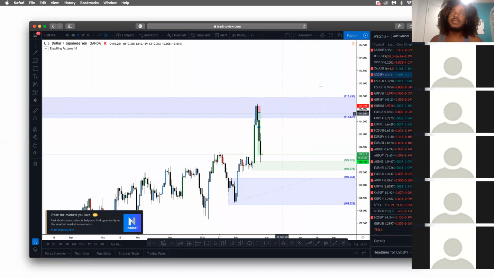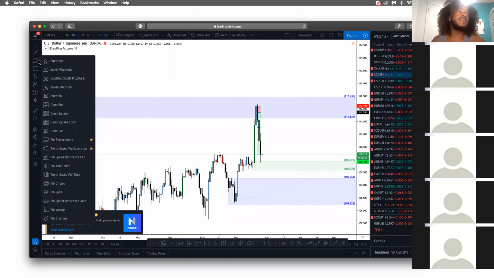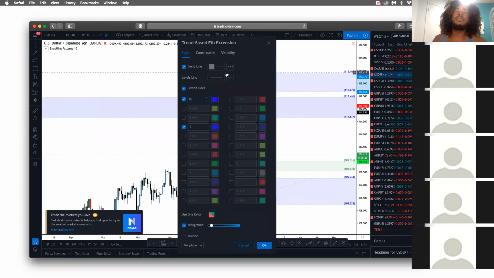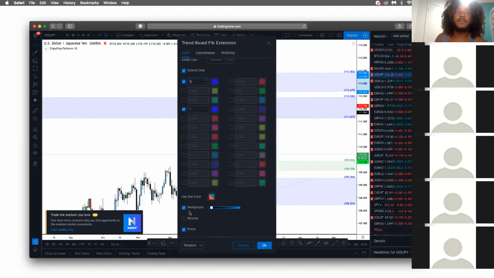If you want to know how I did this highlight, it is the Fibonacci, the trendline based Fibonacci extension. You can find it here, but you have to edit it, right? So it looks something like this. When you tap on it, this is how I have mine set up. I have the 0 and I have the 1, and that's all I have. The trend line on, but I have it on light. The background, I have it light, right?